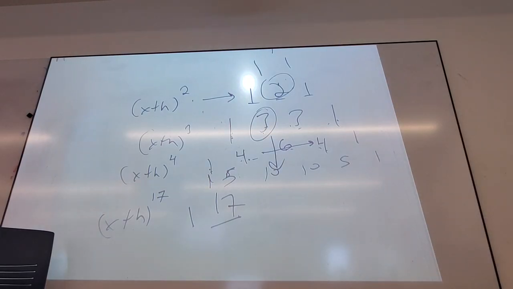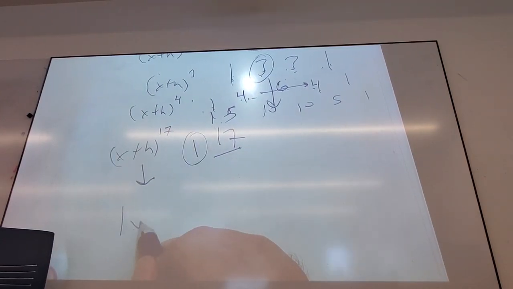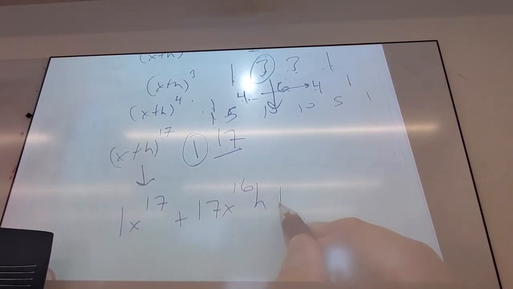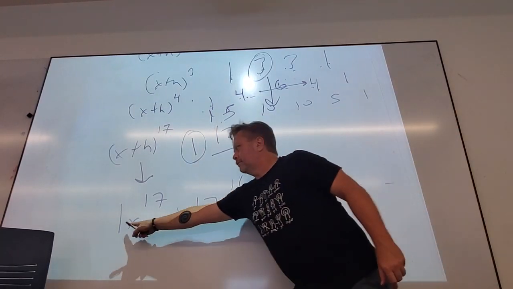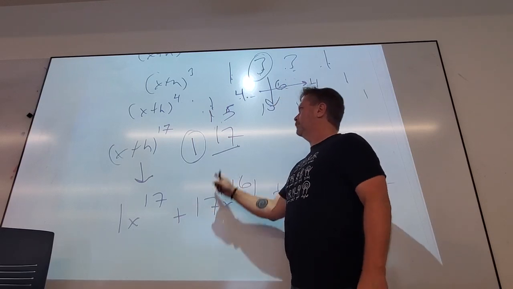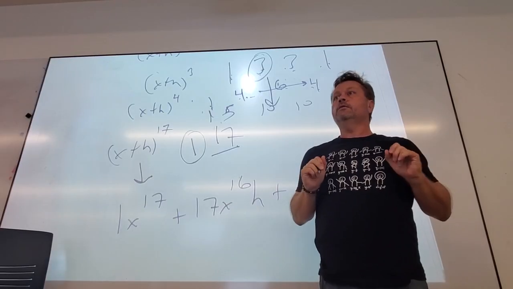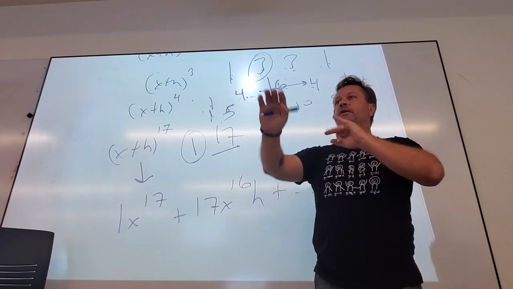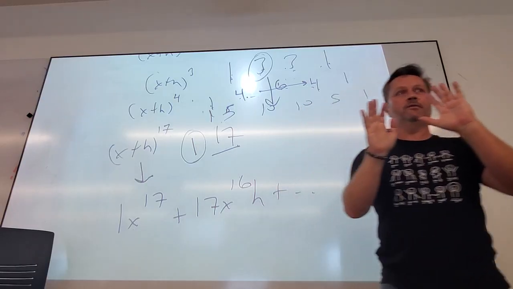Is everybody semi with me? If I FOILed this out, do you want to? No, but if I did, it would be 1x to the 17th plus 17x to the 16th h plus blah, blah, blah. I know what the first coefficient would be. It would be a 1. And the second coefficient would be a 17. Technically you will know the last two as well. Of course. They would be the same because of the symmetry. Yes, exactly. You'll see in a minute. Is everybody really there?